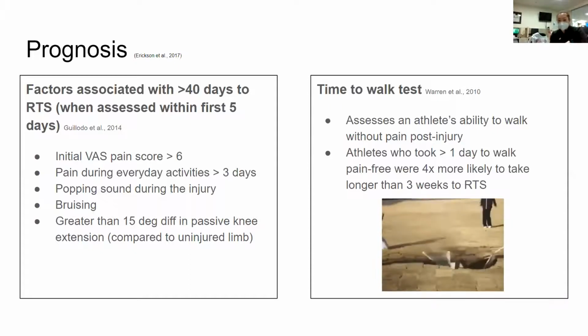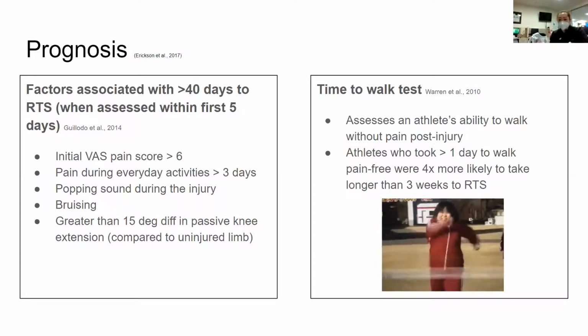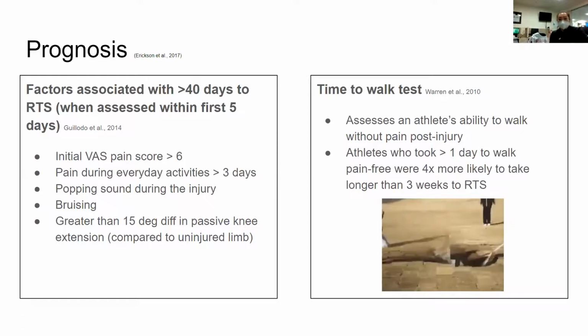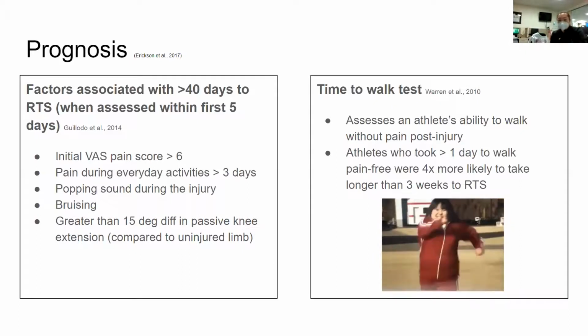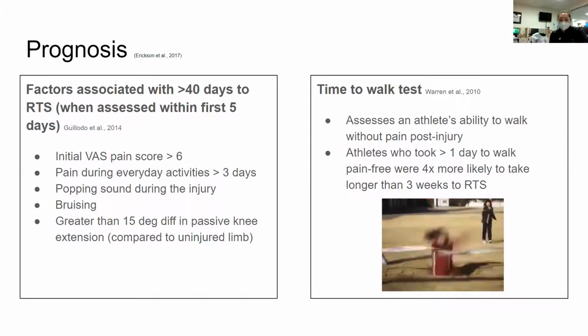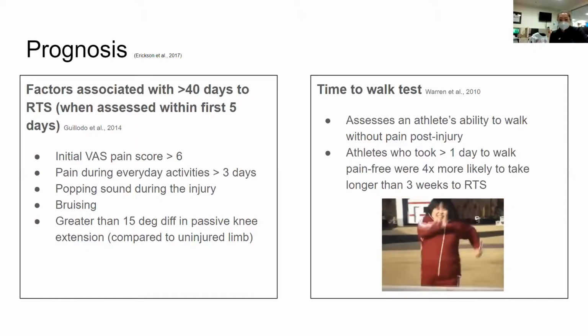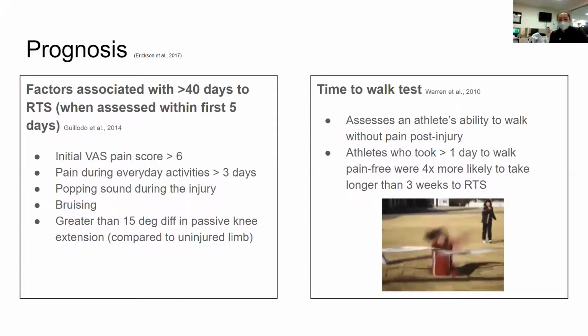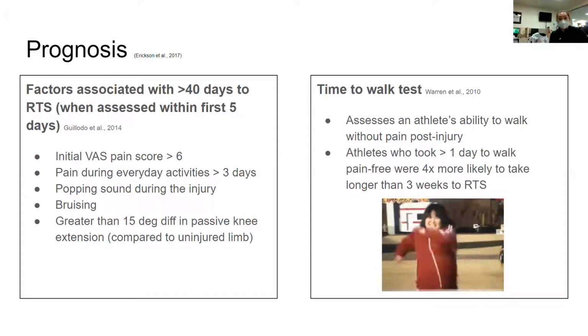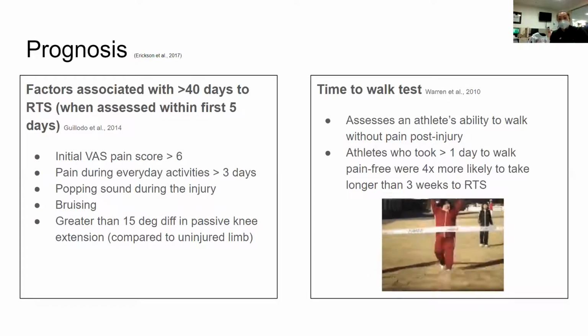Another possible prognostic factor is this time to walk test. So this assesses an athlete's ability to walk without pain post-injury. And they found that athletes who took more than 1 day to walk pain-free were 4 times more likely to take longer than 3 weeks to return to sports.